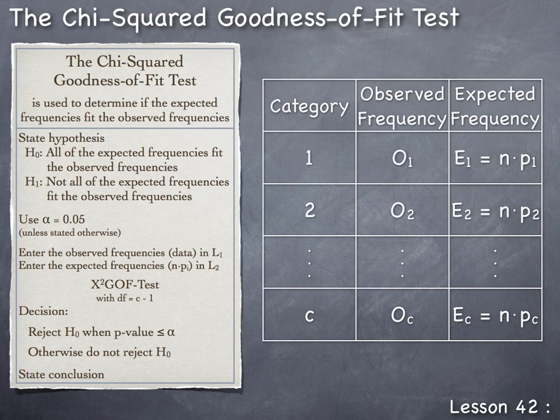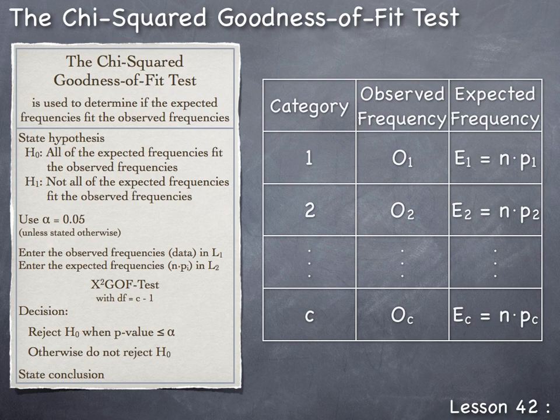This idea is generated by predicting the certain percentages, P1, P2 through PC, of the corresponding categories in the variable. So here we predict that a certain P1 percentage of the data would fit category 1. And we predict that a certain P2 percentage of the data will fit category 2. All the way through PC percentage of the data is predicted to fit category C.